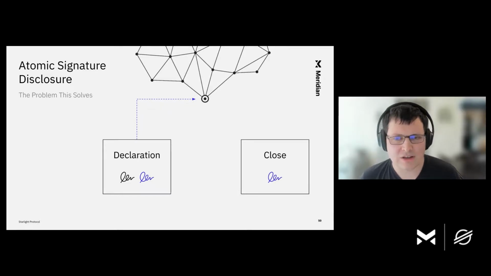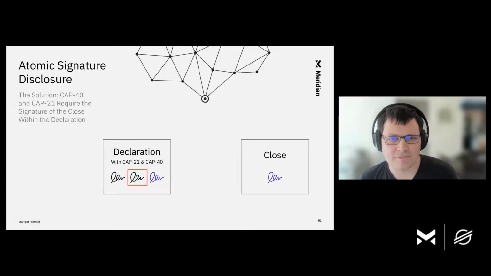CAP40 addresses this challenge by introducing a new type of signer to the Stellar network. That signer is the signature of another transaction. Atomic signature disclosure then uses CAP21 to embed that new signer and its signature inside the first transaction. Starlight channels use CAP40 and CAP21 to require participants to disclose the signatures of the close within the declaration. This means that the first transaction is not valid unless the signature for the second is also disclosed.